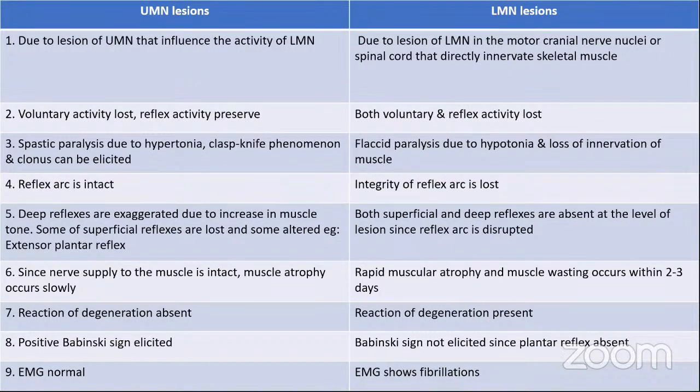As you know, the reflex arc is only up to the spinal cord level. So that is something concerned with the lower motor neuron. So in UMN lesions, there is nothing happening to the reflex arc. So the reflex arc is intact in UMN lesion.